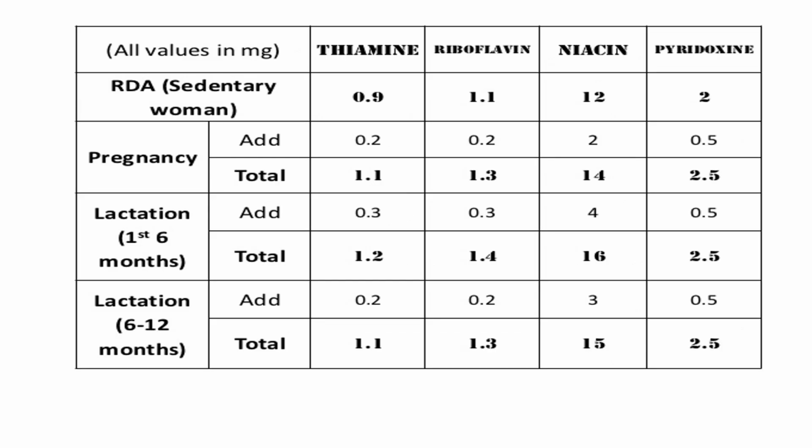And if you are looking into the other vitamins, that is thiamine, riboflavin, niacin, and pyridoxine in milligrams, the recommended daily allowances for a sedentary woman are: thiamine 0.9 milligram, riboflavin 1.1 milligram, niacin 12 milligram, and pyridoxine 2 milligram. And during the pregnancy, we are supposed to give 0.2 additionally. For thiamine we are supposed to give 0.2 milligram additionally, so the total requirement will become 1.1 milligram.